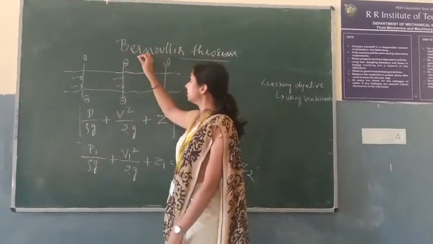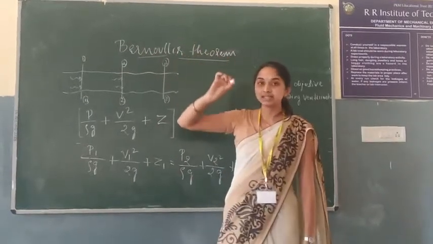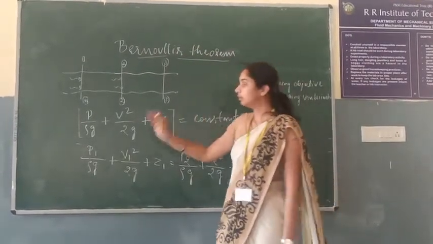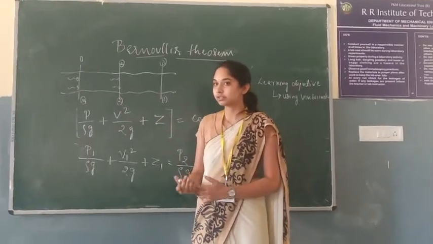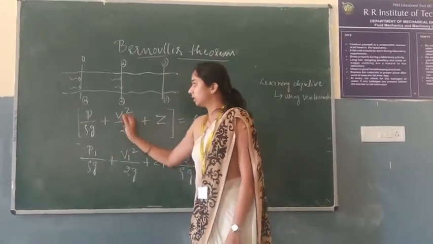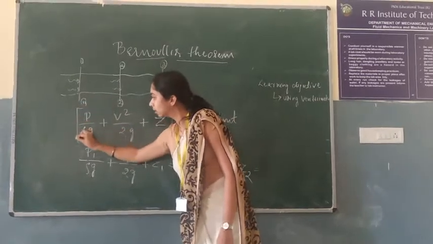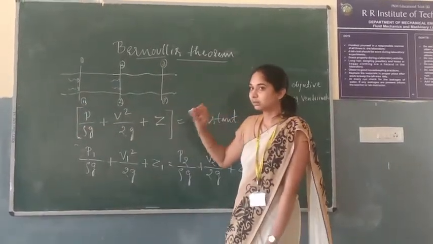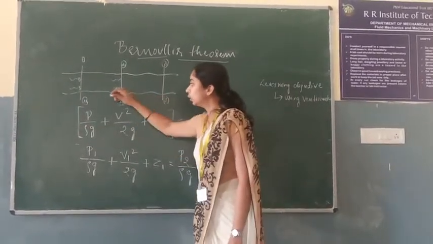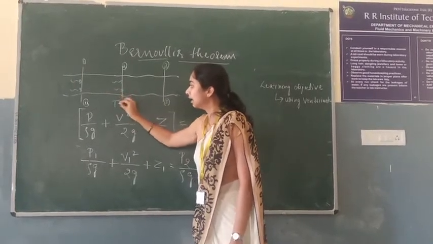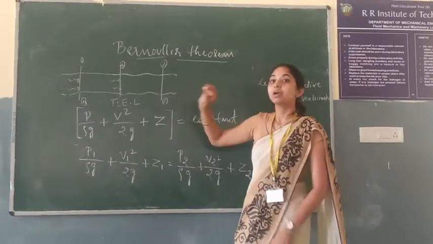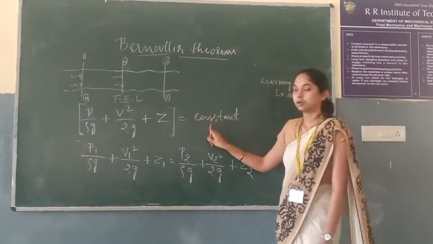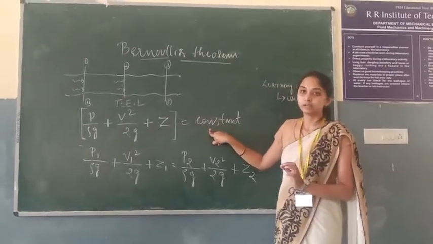Bernoulli is a scientist's name. He states that wherever you go in a stream, when you are studying a stream, the total energy, you can see here, inside the bracket, three terms are there. These three together will constitute one energy. I am going to call that total energy, which will be equal to a constant. What does it mean? I am going to explain now.